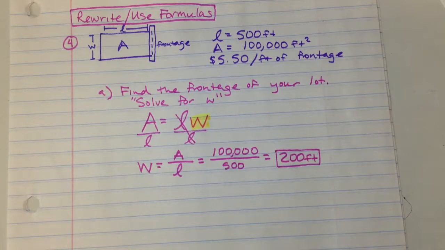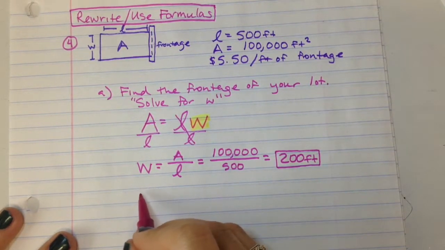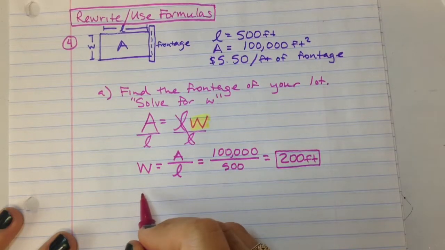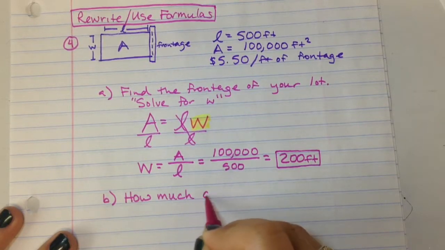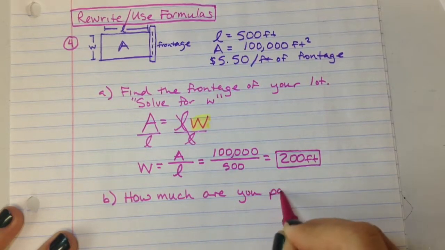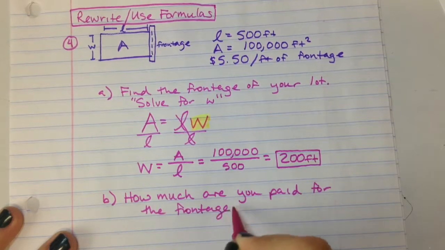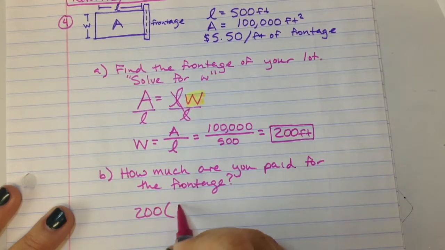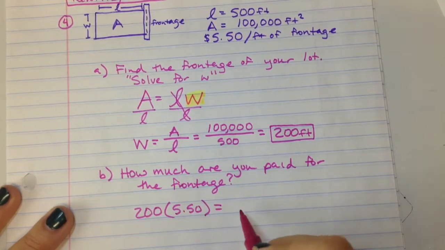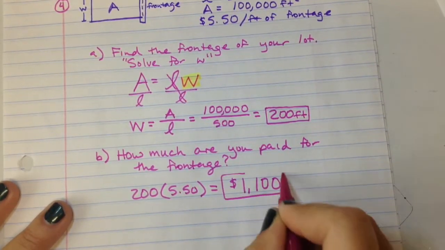Now, how much money would I make from the government? How much would they pay me to build that road there? Well, if I get $5.50 per foot and I have 200 feet, this is part B: how much are you paid for the frontage for the government to build that road? Well, if I have 200 feet and I earn $5.50 per foot, when I plug that in my calculator, I would get that I would earn $1,100 for them to build that road.